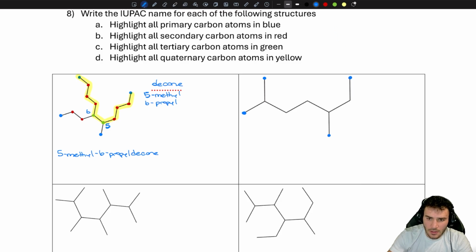We got 4 of them. Our secondary carbons are going to be these guys in the middle. And we have 2 tertiary carbons right over here. And again, no quaternary carbons. Again, let's try to find our parent chain.